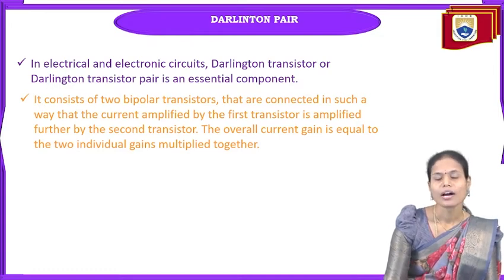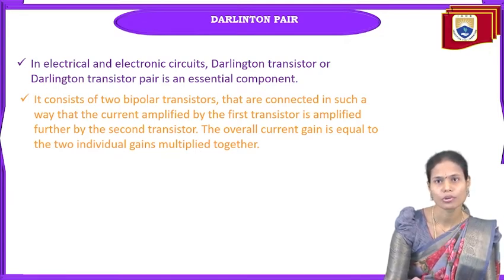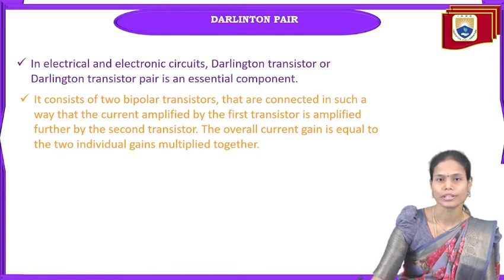So here I told that the overall current gain is improving in the case of Darlington pair. How it is improving here means it consists of two bipolar transistors. Those are interconnected in such a way that the current amplified by the first transistor is again amplified in the second stage or second transistor. So the overall gain is equal to the two individual gains multiplied together.